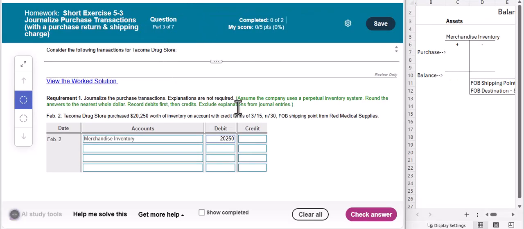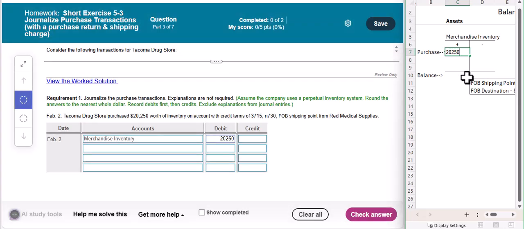And because we're going to need to know the balance of inventory later, I'm going to also put it here in our merchandise inventory T account for $20,250. And you could be doing this here on a piece of scratch paper, and I'm just doing it in Excel because it's easier for you to read. And then there's no real way for me to do handwriting on these videos.